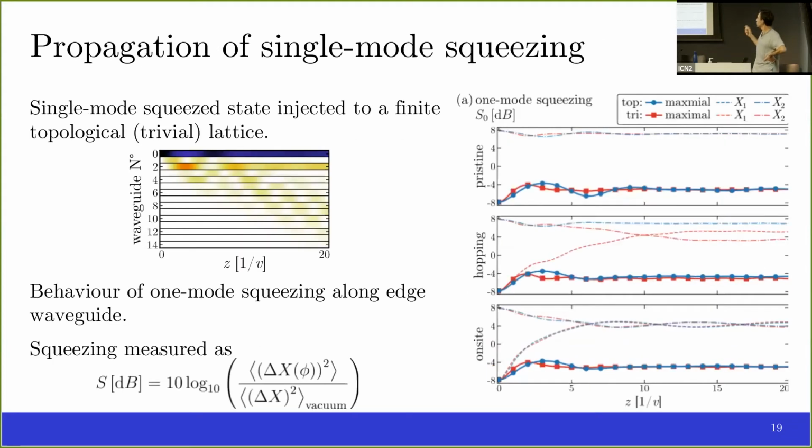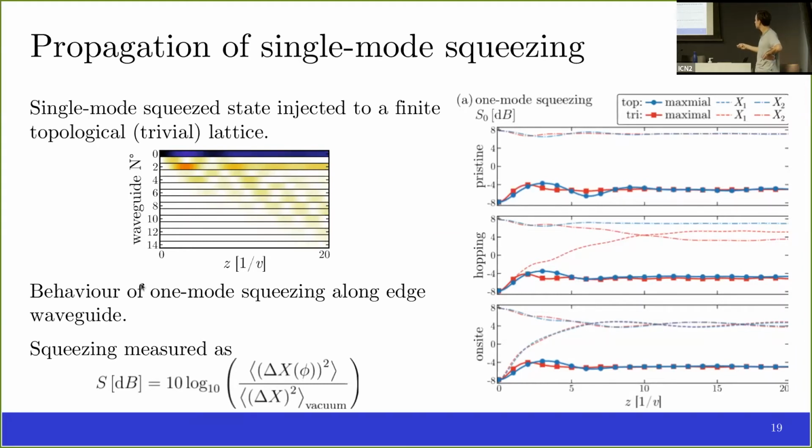So we start with the behavior of single mode squeezing propagating along this topological SSH photonic lattice. We have a finite SSH system of 15 waveguides overall and some propagation distance. At the beginning of the system, at z equals 0, we inject a single mode squeezed state, which may be generated externally, and we see how it evolves. And we focus on the squeezing along waveguide 0.